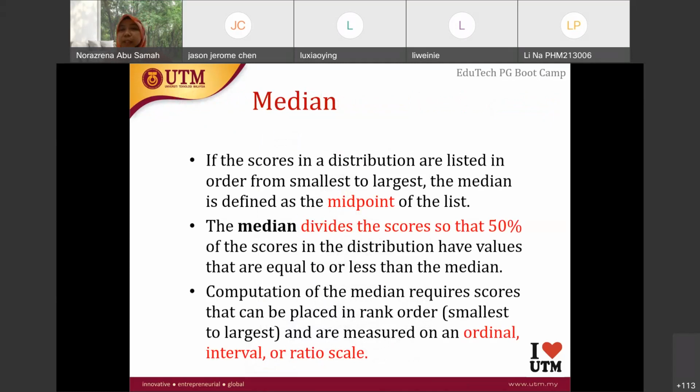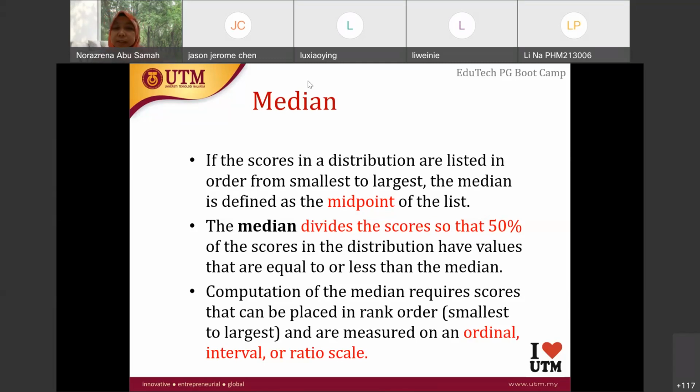Then the second one is the median. If the scores in a distribution are listed in order from smallest to largest, the median is defined as the midpoint of the list. When you have, let's say, 11 data, the middle is data number 6, right? If you have 11 data and you order it from smallest to largest, data number 6 is in the middle, or the midpoint, so it is called the median.